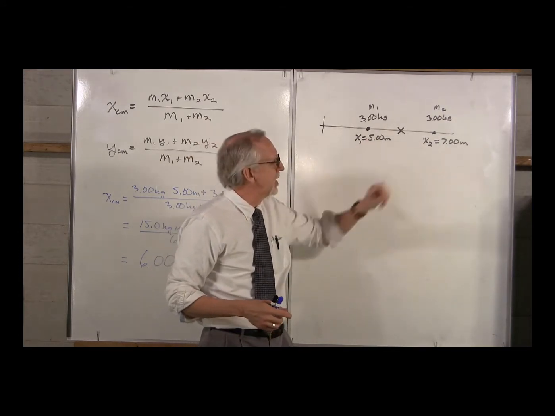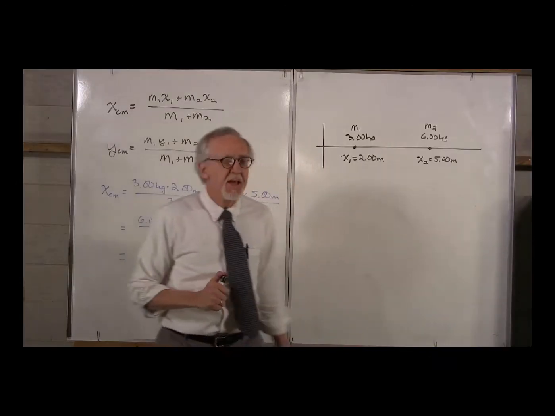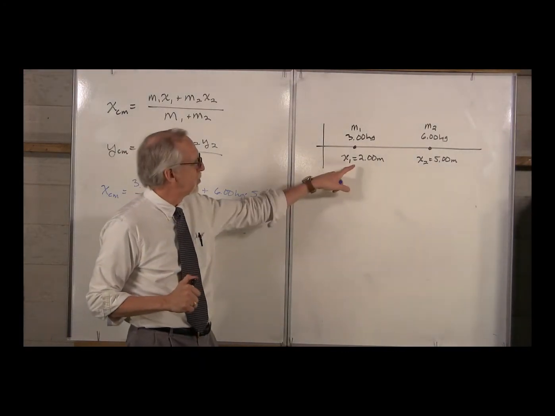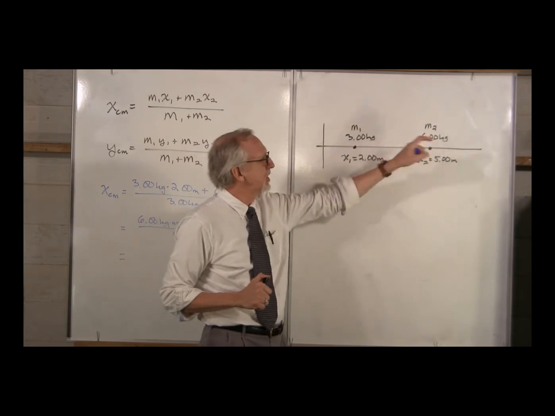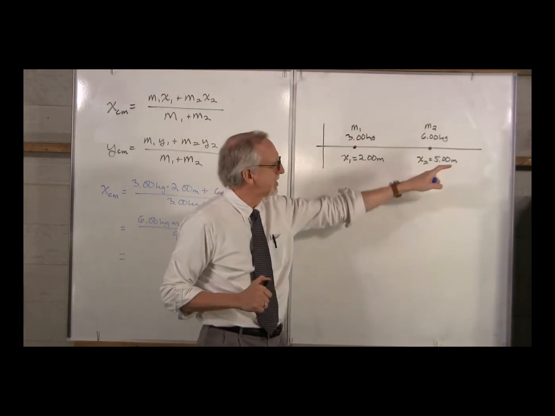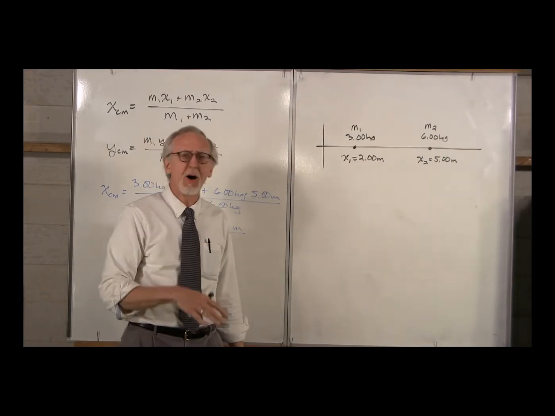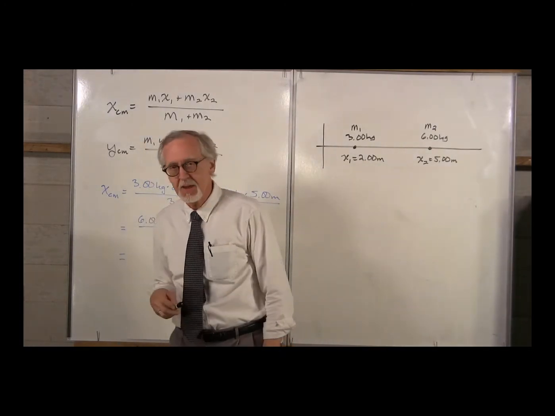Let's try something that's not going to be quite so simple. Now let's imagine we have a mass of m1, which is 3 kilograms, at the point x1 equals 2 meters, and m2, which is 6 kilograms, at the point x2 equals 5 meters. And again, we'll assume they're on the x-axis. All the y values are 0. What do we get for the x-coordinate of the center of mass?